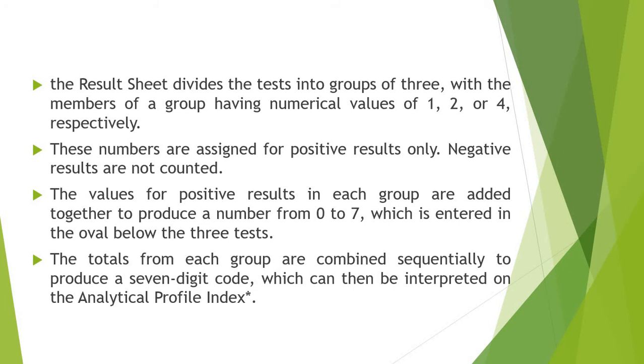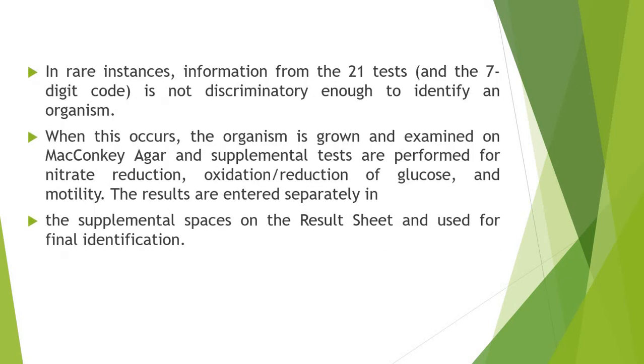The totals from each group of 3 tests are combined sequentially to produce a 7-digit code, which can then be interpreted on the Analytical Profile Index. In rare instances, the information from the 21 tests, the 7-digit code, is not discriminatory enough to identify an organism.